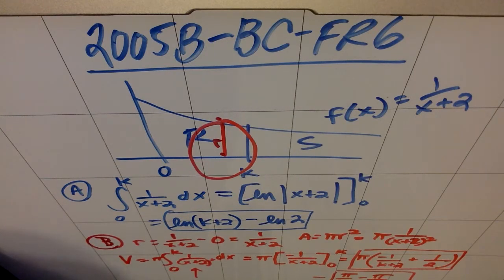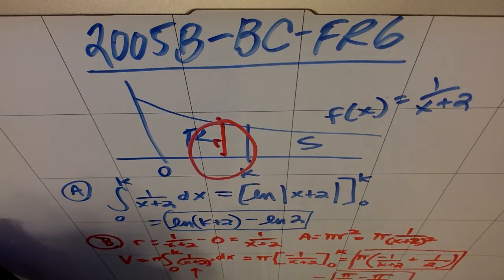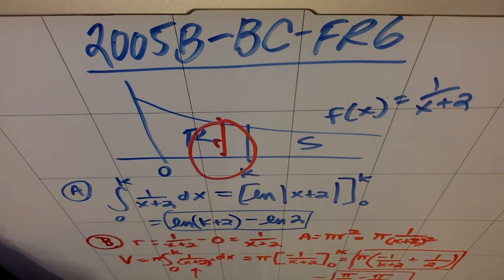Let S be the graph of the unbounded region in the first quadrant, which is what makes it a BC question, for the record, because you're looking at something unbounded, from k till infinity, as shown in the figure. Find all values of k such that the volume of the solid generated when S is revolved is equal to the volume in part B.